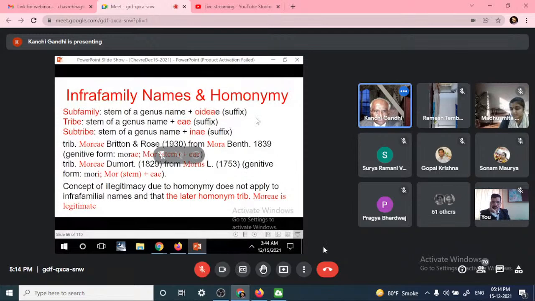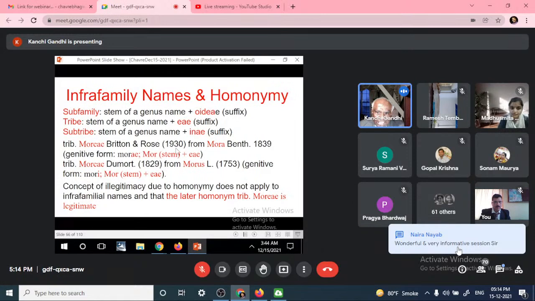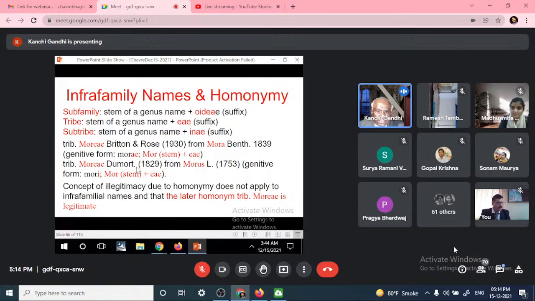Here are two tribe names that I mentioned. Tribe Moreae, published by Britton and Rose in 1930, and tribe Moreae, published by Dumortier in 1829. Identical tribe names, Moreae. One published in 1829, another published in 1930. They are homonyms, it's clear. And since they are published at different dates, is the second name illegitimate? The answer is no.